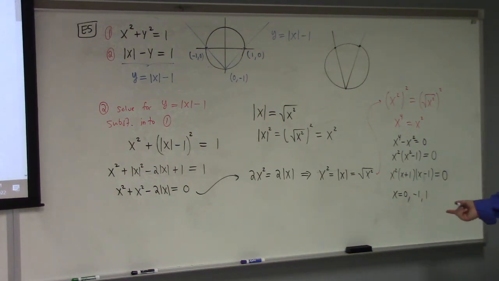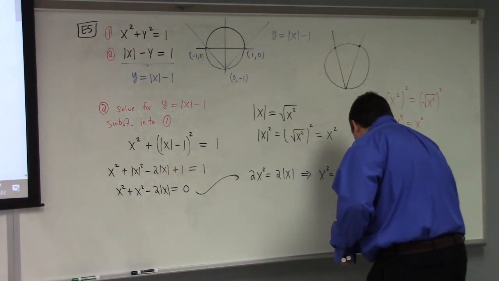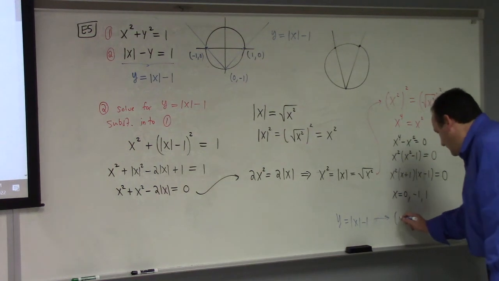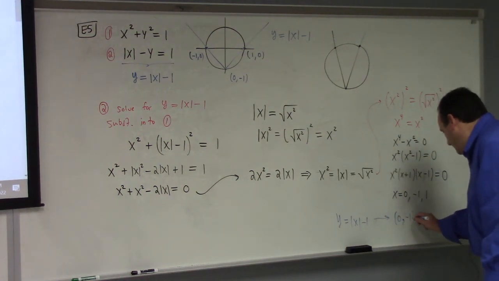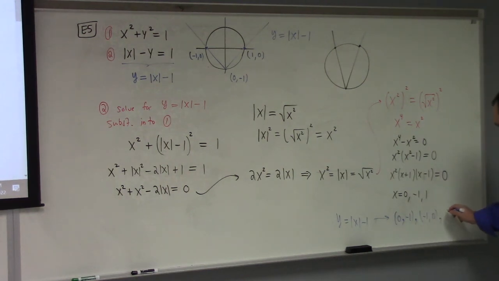And then, of course, you can go back in and run it through the y equals absolute value of x minus 1 formula, right? Since y equals absolute value of x minus 1, this gives us the points (0, -1), (-1, 0), and (1, 0). Those are your solutions. Put brackets around it; that's your solution set. Which of course is what we argued geometrically to start with, as you saw, right?